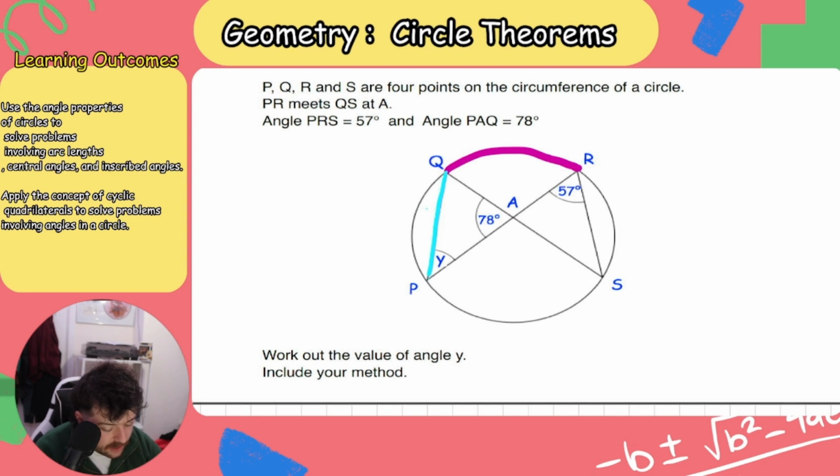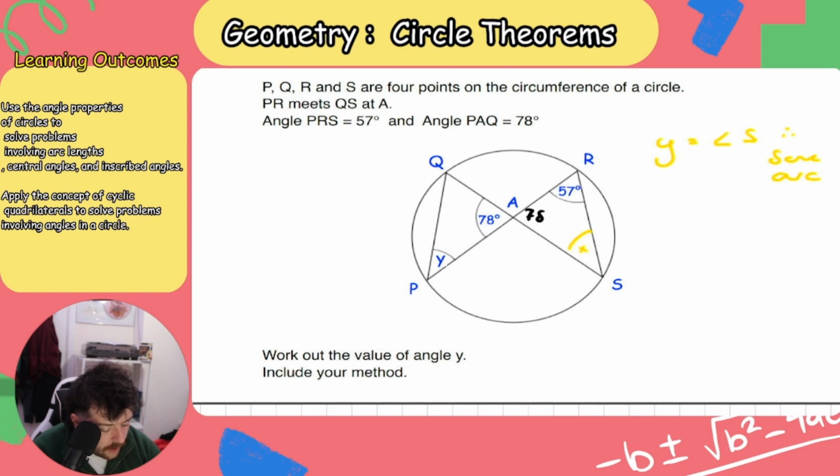Seems to be standing on that arc there. So what else is standing on that arc? Well, I can just see angle S stands on that arc. So maybe finding what angle S is will help me derive what Y is. So for now, I know Y is equal to angle S because same arc.